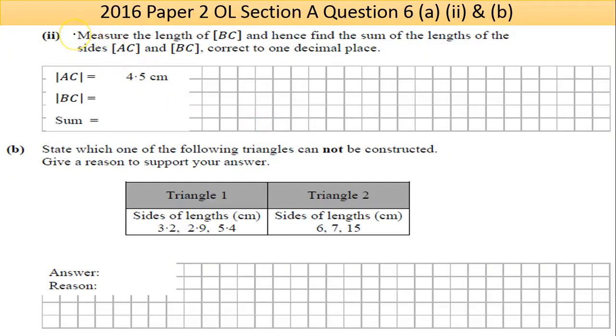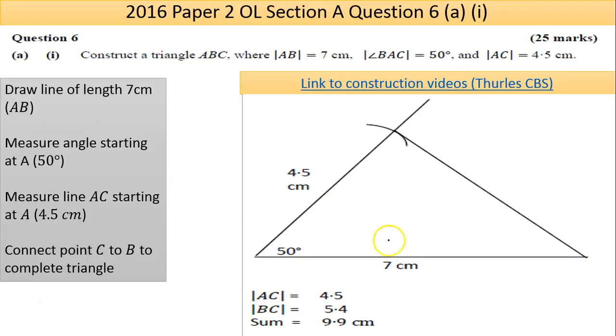Now, part A, part 2, and part B. For part A, part 2, you should use the diagram you've drawn. They say the length of AC is 4.5, which you're given. They ask you to measure the length of BC. BC is something that you've drawn. If I go back, BC is that particular length there. So you use a ruler and measure whatever that would be.